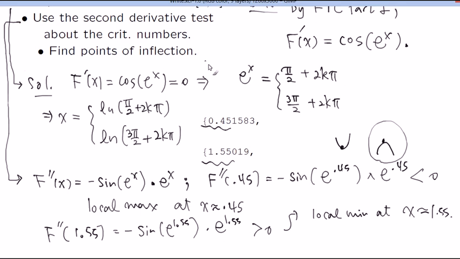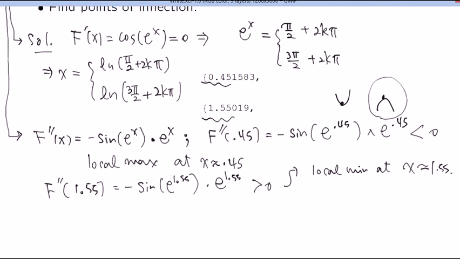Next thing we do when we sketch a curve is find the point of inflection, right? What do we do to find a point of inflection?